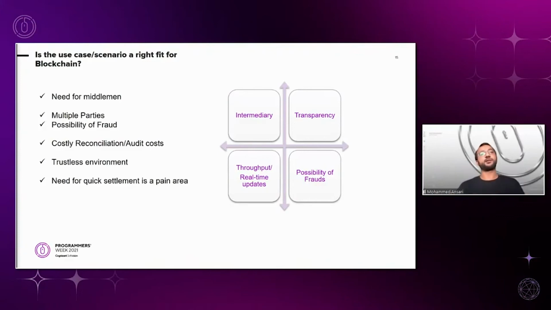The FIT framework is not limited to just the points that I've listed on the slide. There is a little more to it than this, but this is broadly what it means. Middlemen, frauds, spending a lot of money on audits, working in a trustless environment: this is when you need a blockchain kind of solution.